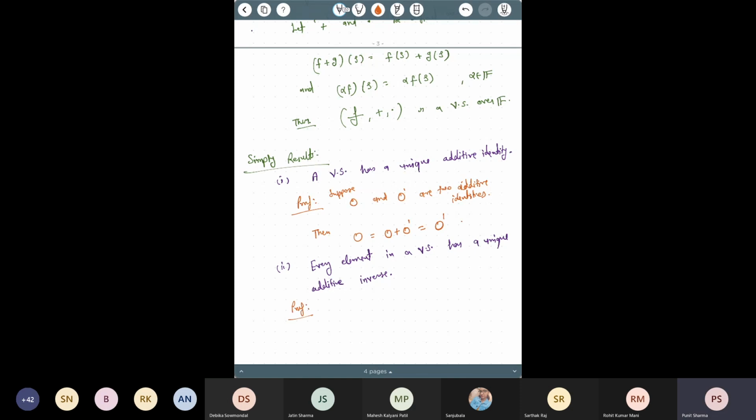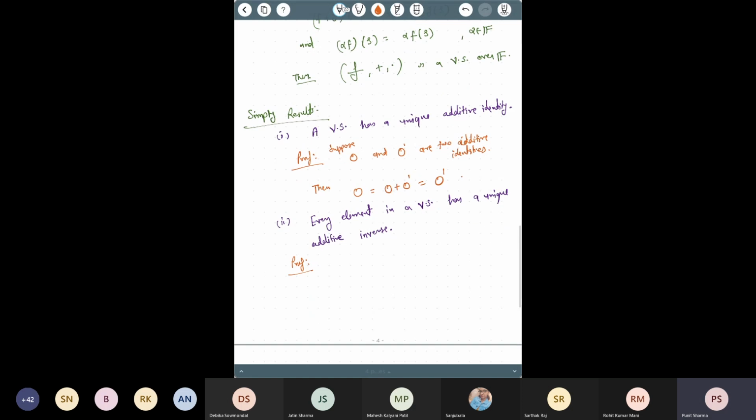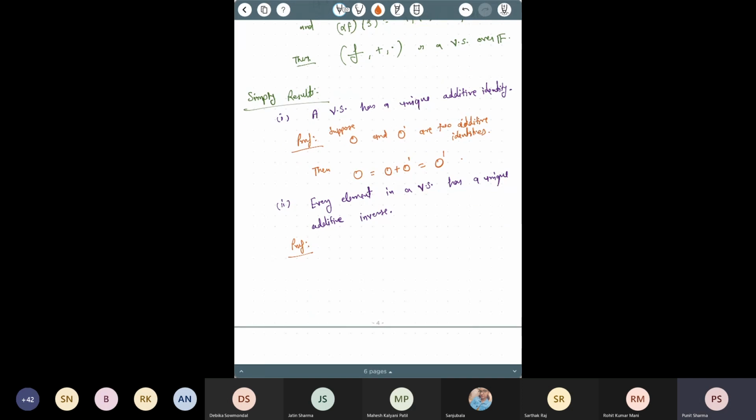So how would you prove this? Just a minute, let me finish this. Every element in a vector space has a unique additive inverse. So whatever you say, it should be valid for every element. Okay, so now you tell me how would you start this proof?